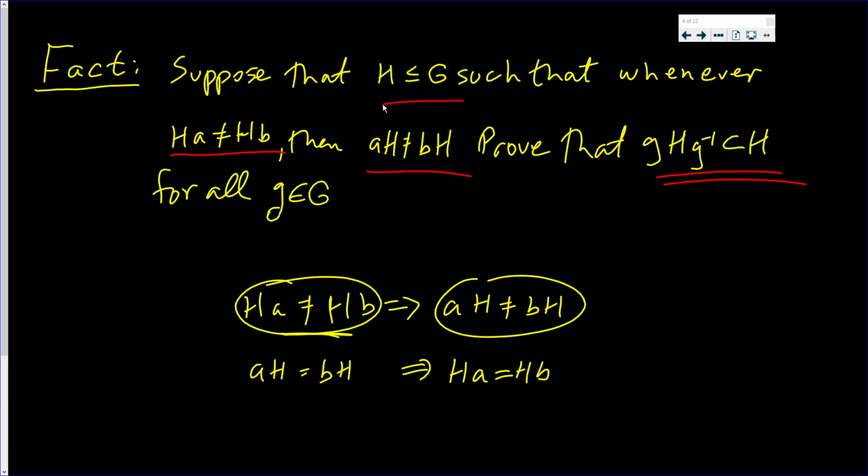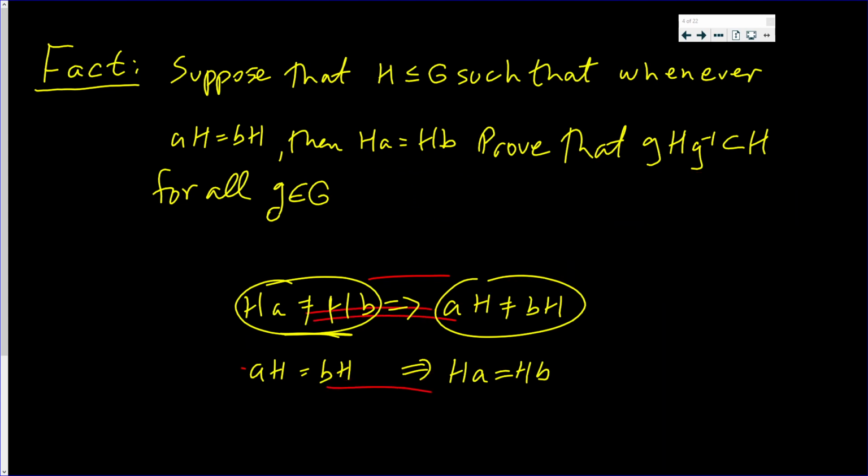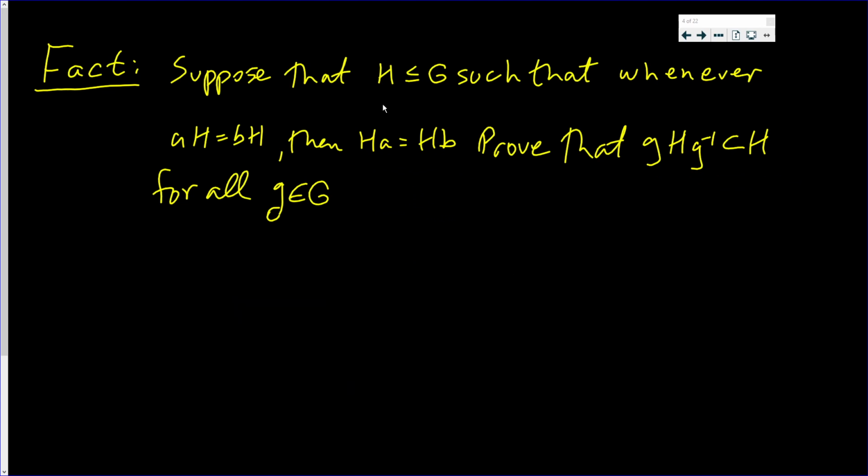So basically, I could erase this because that's how we're going to think about it. And I'm going to put AH equals BH. Whenever that's true, then HA equals HB. Whether you formally write it or not, it is a true statement. It's called contrapositive. Okay, so we're going to prove this fact instead. So let's get into the proof.